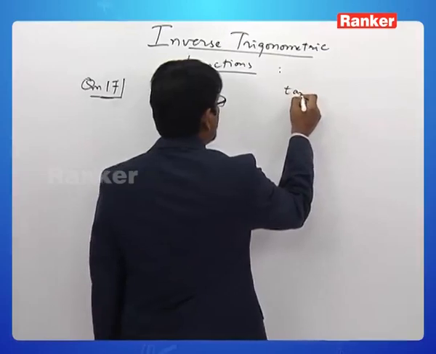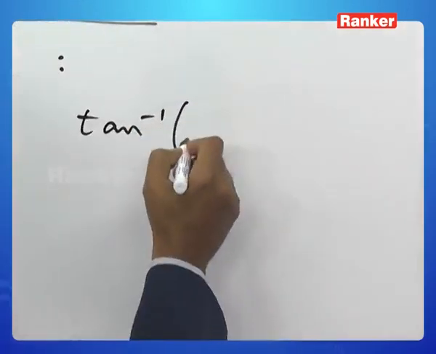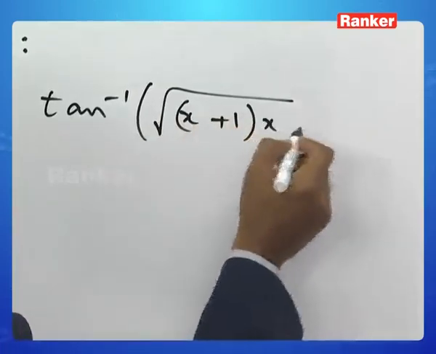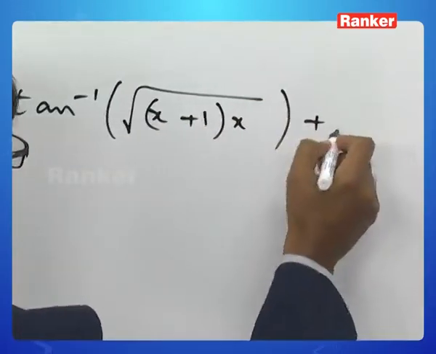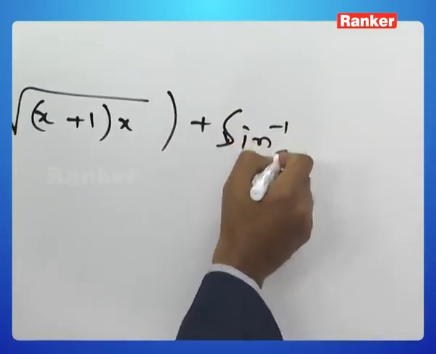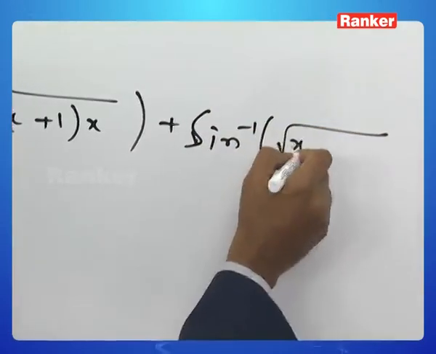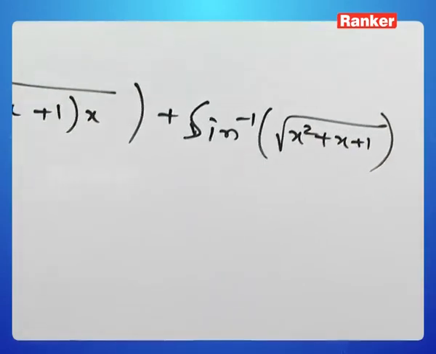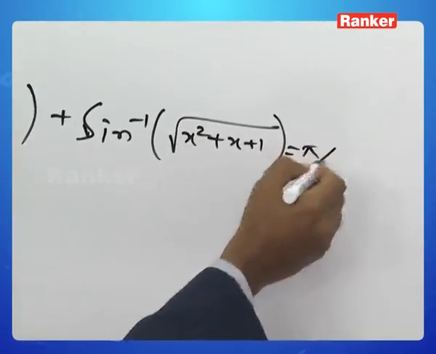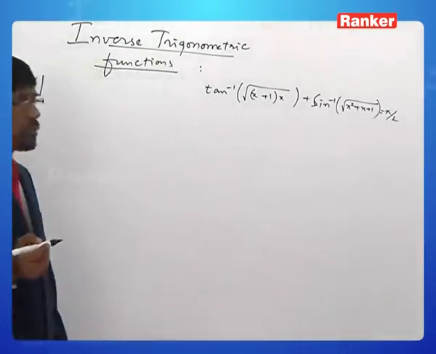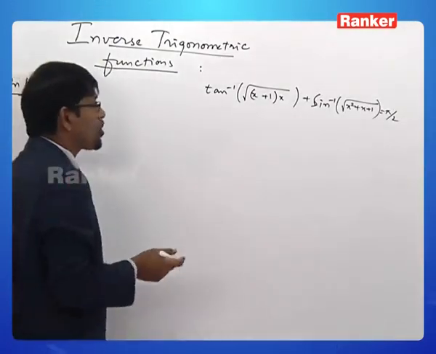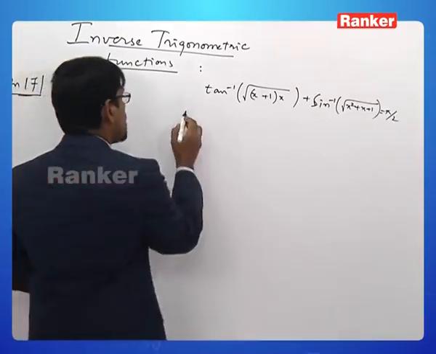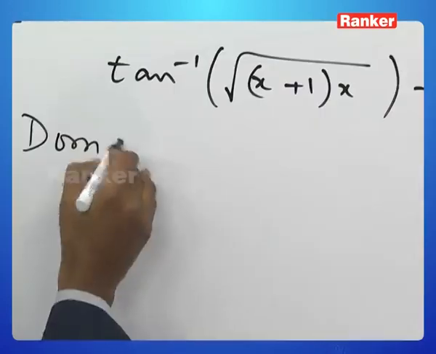Now, tan inverse of root of x into (x plus 1) plus sine inverse of root of (x square plus x plus 1) is equal to pi by 2. This is what is given to us. We are asked to solve this equation. Now, let us first look at the domain considerations. Domain.